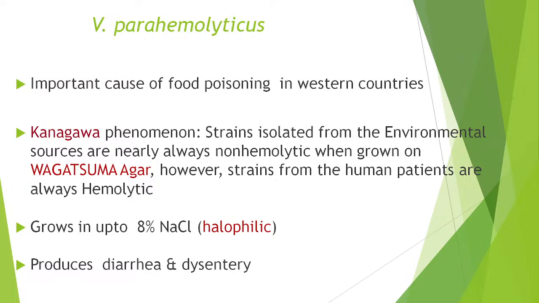It shows a very characteristic phenomenon, that is the Kanagawa phenomenon, in which the strains are non-hemolytic when grown on this kind of agar, Wagatsuma. This is basically seen more in Japan, Vibrio parahaemolyticus. In India also we find some cases, but it is more common in oriental countries. So strains from human patients are always hemolytic.